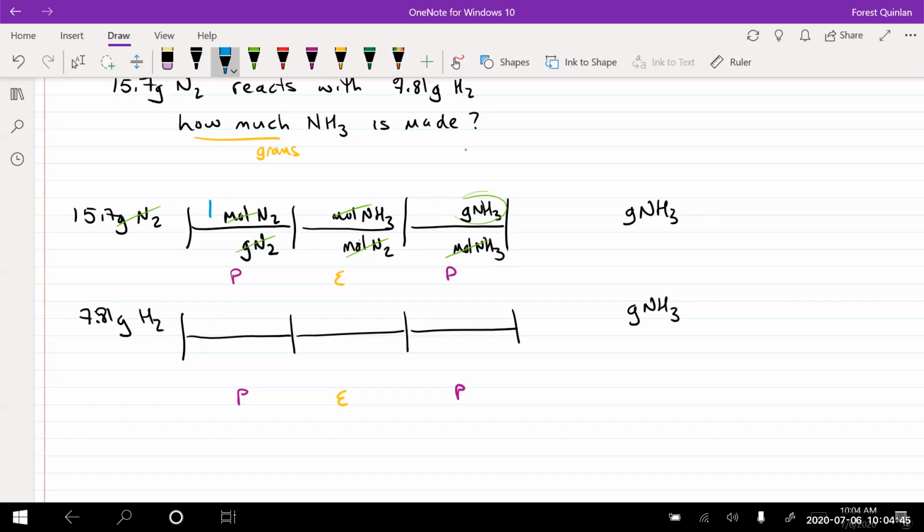28 grams. How did you get 28? 14 plus 14. Yeah, there's 2 nitrogens here, that's N2. And 14 is the molar mass of nitrogen, so multiply it by 2 to get 28.02.